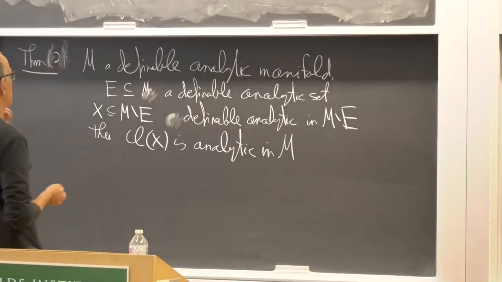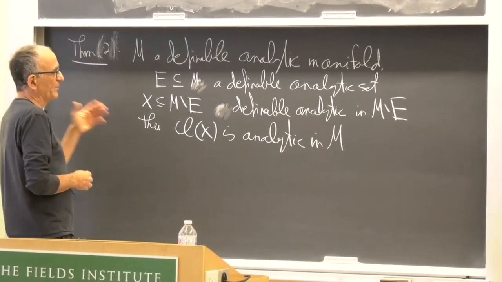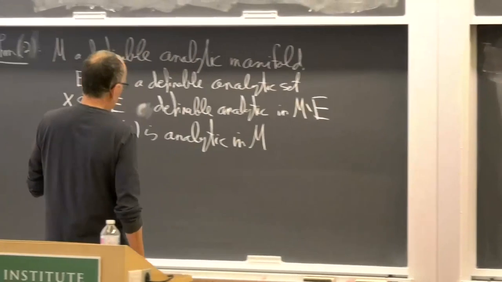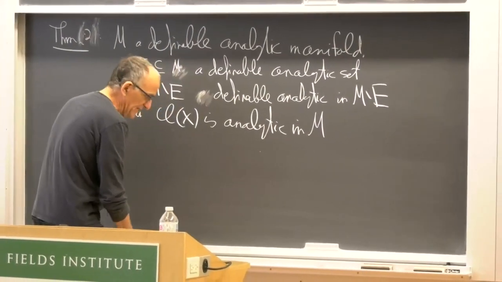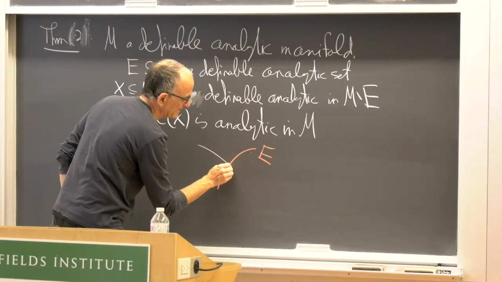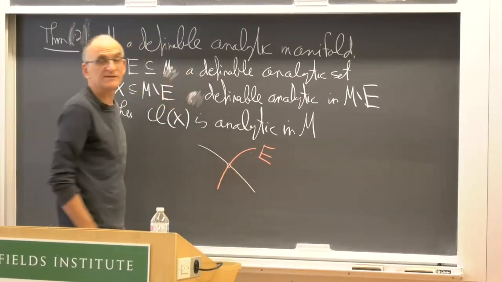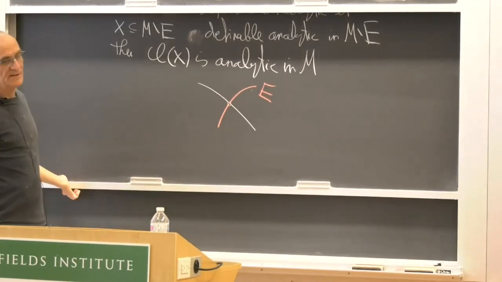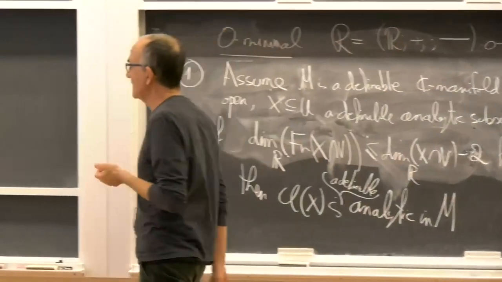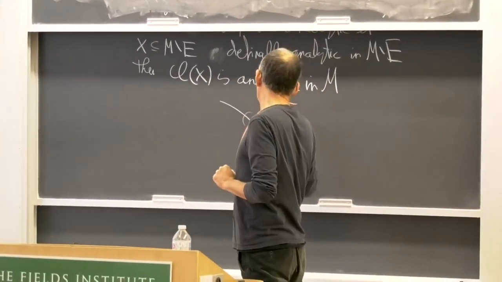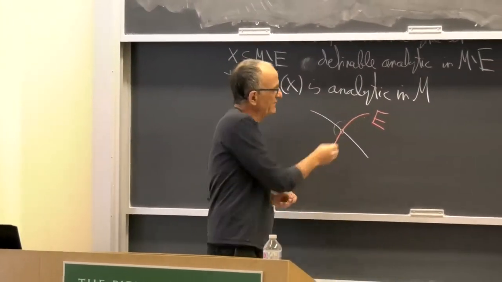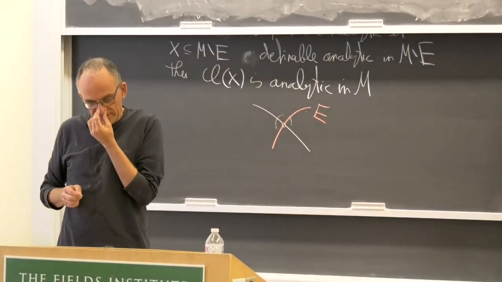I'll just say a word about this, because this is nice. I won't say anything about the proof. The proof uses the fact, of course, that the frontier behaves well. So we have here E, we have X, which is only analytic outside E. And we want to show that this frontier is small. The reason is that if it was big, you could apply the identity theorem and get that the functions which define E at this point would have to be zero on a whole neighborhood.